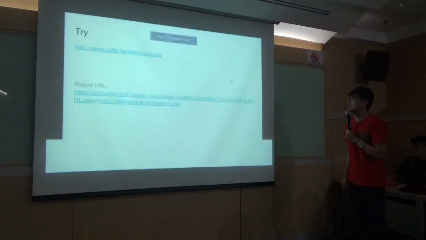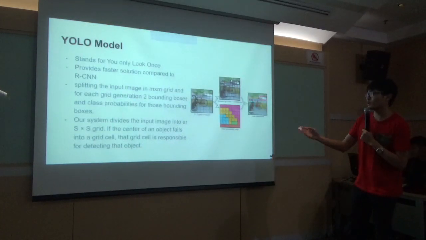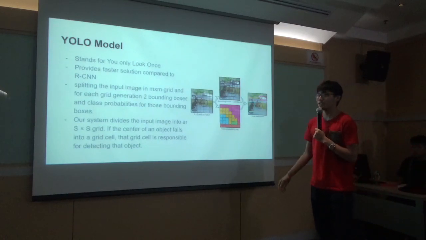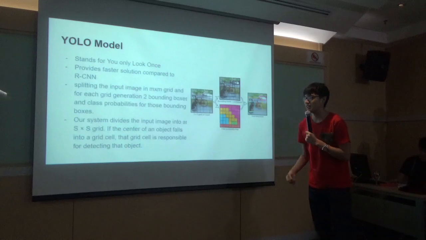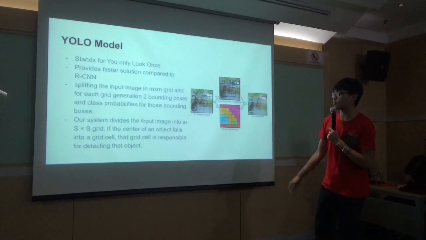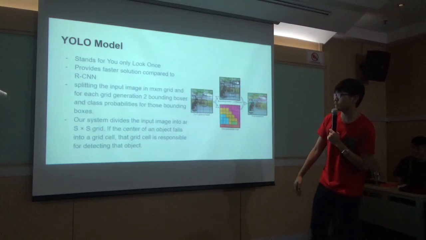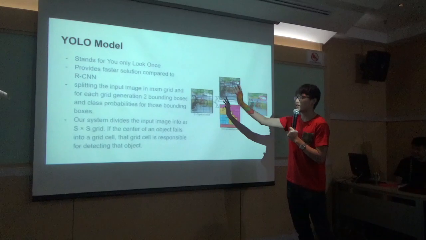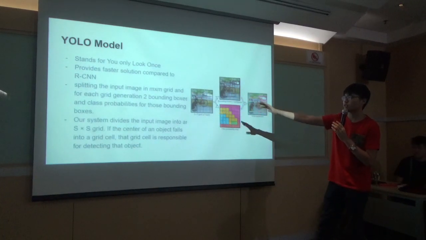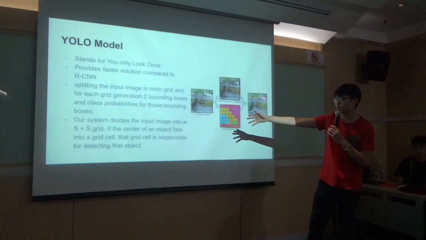Next. The other one is the YOLO model. It stands for You Only Look Once, instead of You Only Live Once. A lot of people make that mistake. It provides a faster solution compared to RCNN. It works by splitting the input image into a grid, and for each grid cell generating two bounding boxes and the class probability of those bounding boxes.